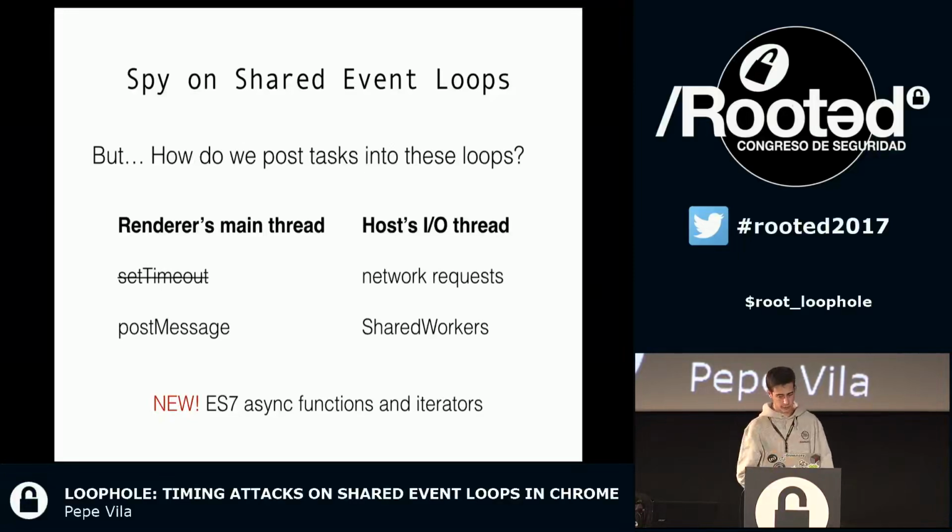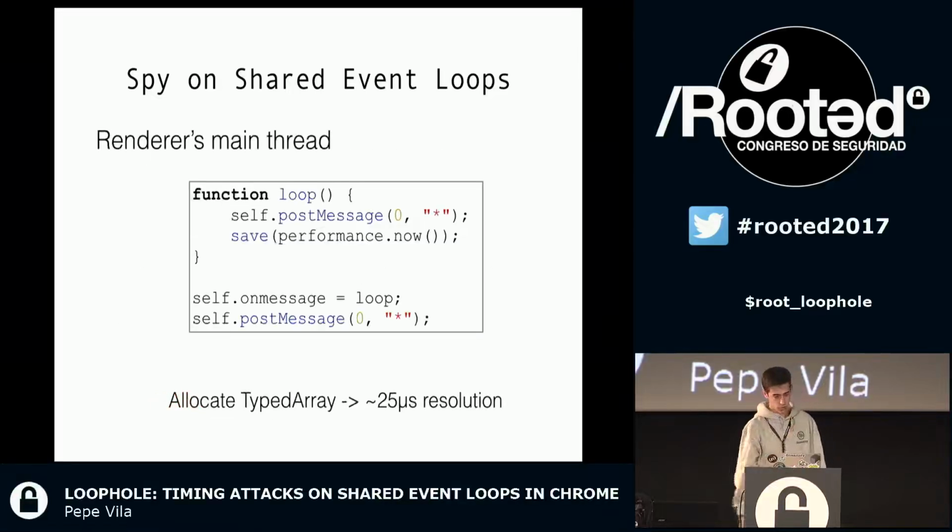Now with the newer scripts, there are many more. With ES7, we have other options. With the input-output thread, we have two techniques. One, we force a network request, which will go to the input-output thread. When it comes back, we measure the time.